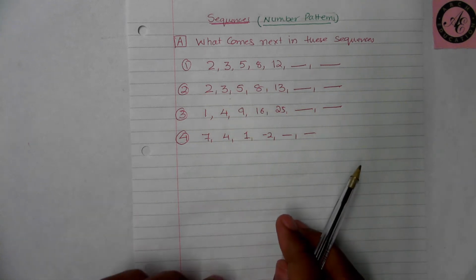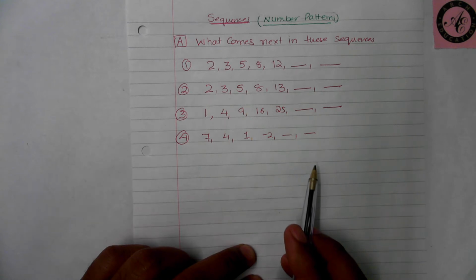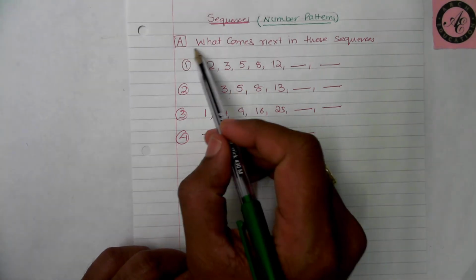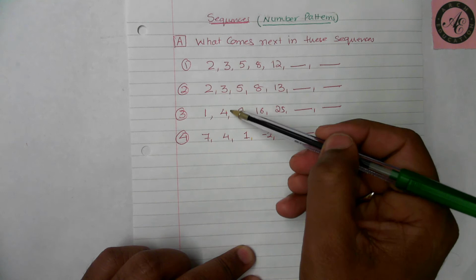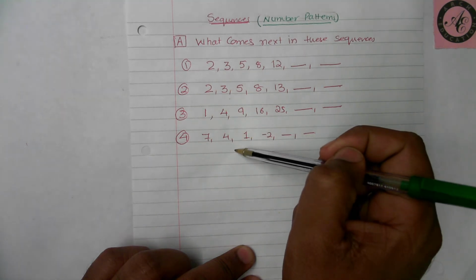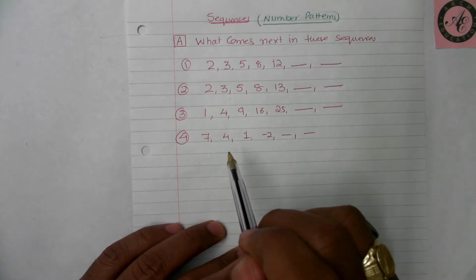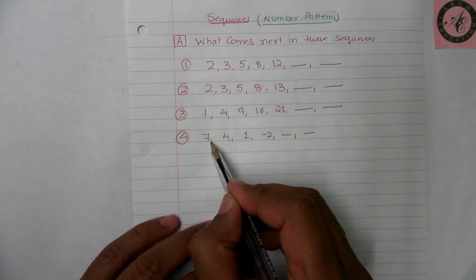Okay, for the unit of sequences in Key Stage 3, we have 4 or 5 different types of questions, and the first one is finding the next terms when the sequence or the pattern is given to you. The ones I have selected are slightly different from the normal ones. So I'm going to be starting from 4.